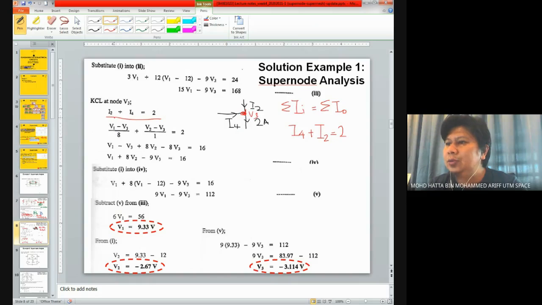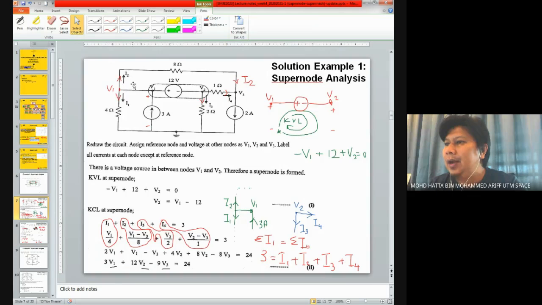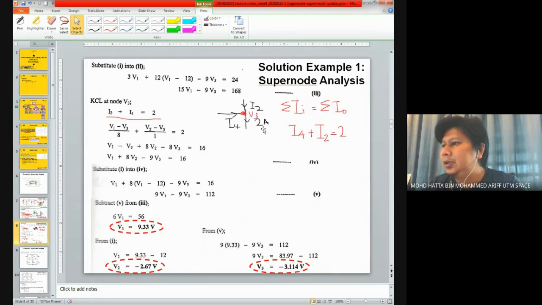So for I2, it's V1 minus V3. Refer back here. For I2, it's V1 minus V3 divided by this 8 ohm resistor. For I4 is V2 minus V3 divided by the 1 ohm resistor. And the other one is the current source, which is the 2 ampere. To rearrange this one, you will also end up with 3 unknown variables.